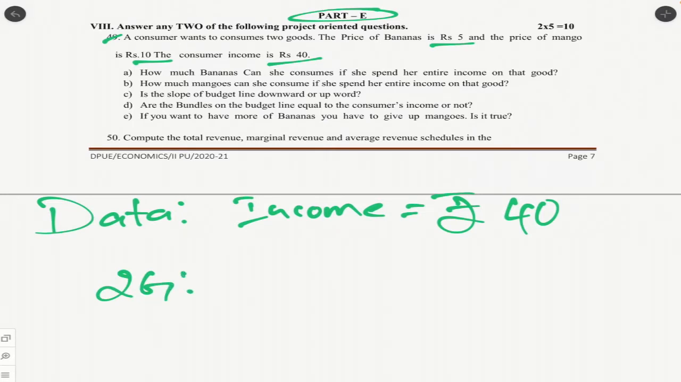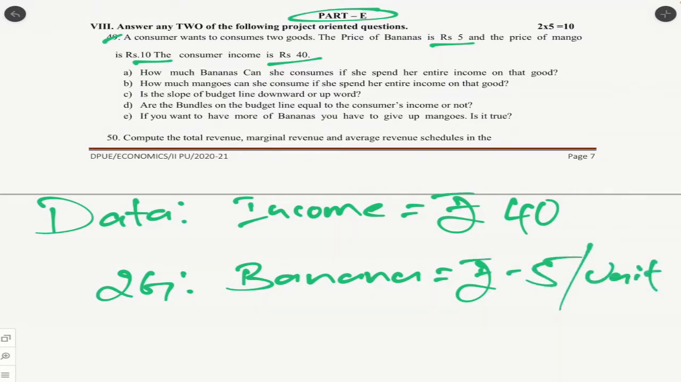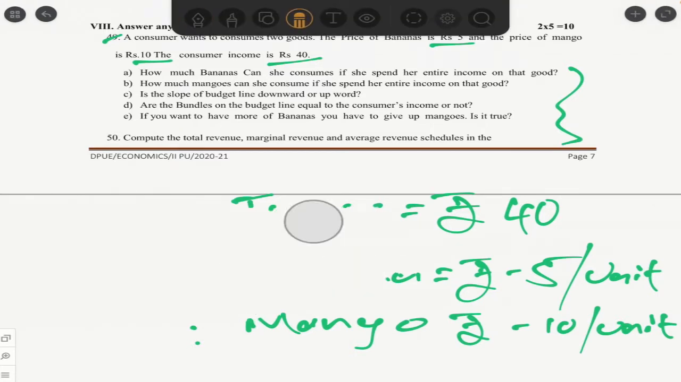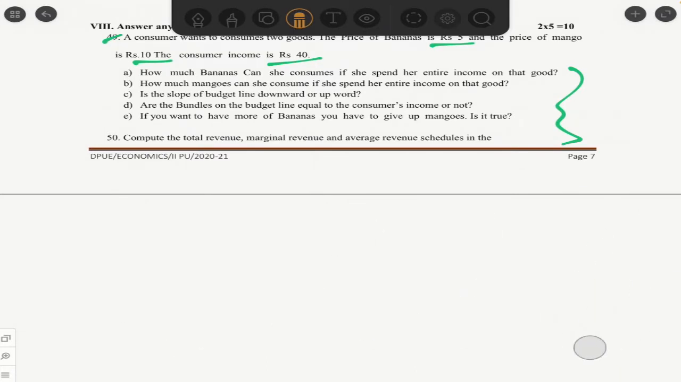And there are two goods that are available. Which are the two goods? The first one is the banana and the price of the banana is rupees 5 per unit. And the second good that is available for him is the mango and it is priced at rupees 10 per unit. So this is the data that is given to us. It is very important for us to understand the data first. I am sure that you have understood the data. There are 5 sub questions that are given to us here and let us try to answer each one of them. So let me erase the data so that there is space for us to write and answer all the questions.